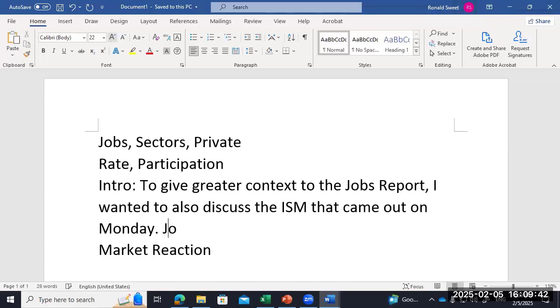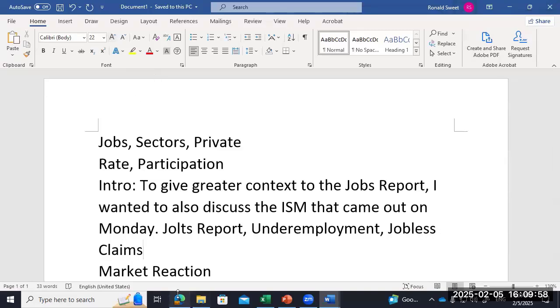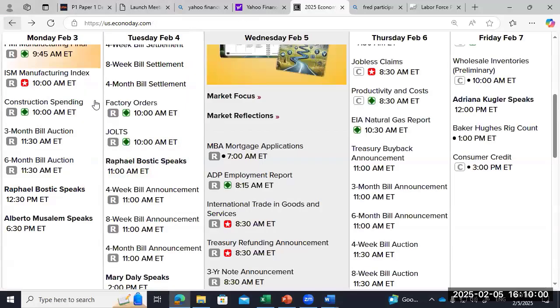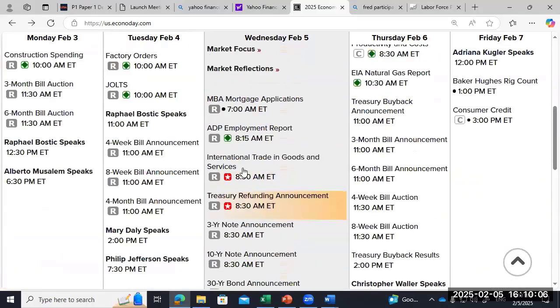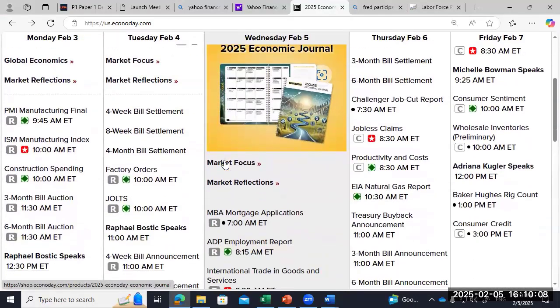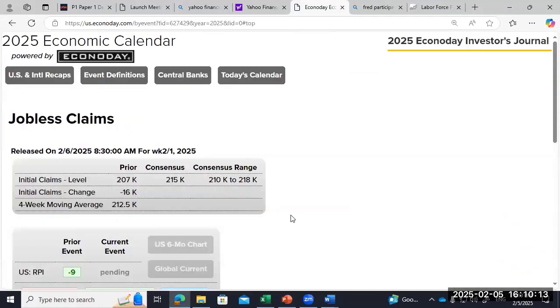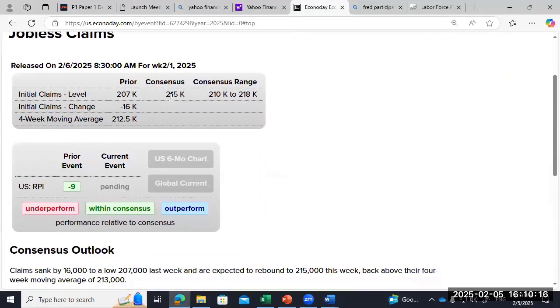If you want to do the JOLTS report under employment, there are other reports you could do. Some people want to do jobless claims. Don't randomly put it in there. Look and see if they're interesting. Jobless claims, I think, comes out on Wednesday. I don't see it. There, it came out on Thursday. Oh, that's tomorrow, so we don't have them yet.